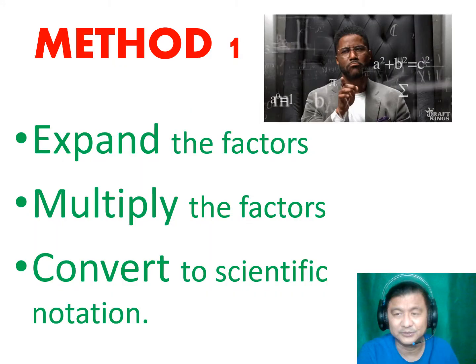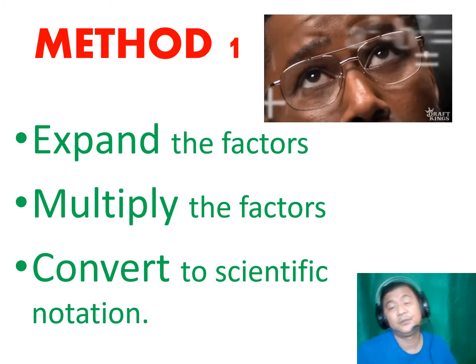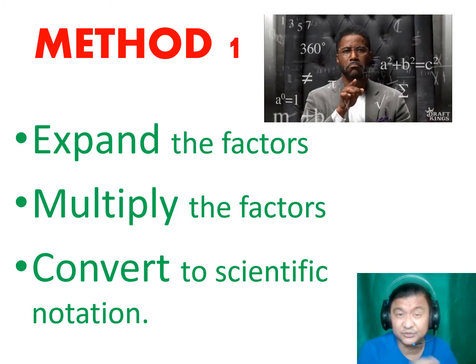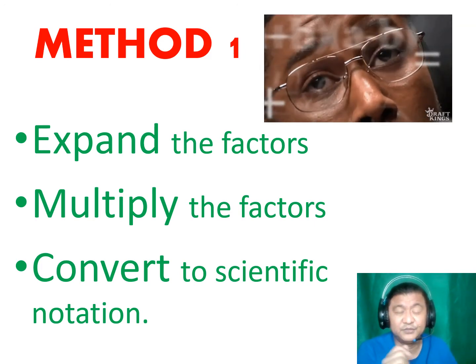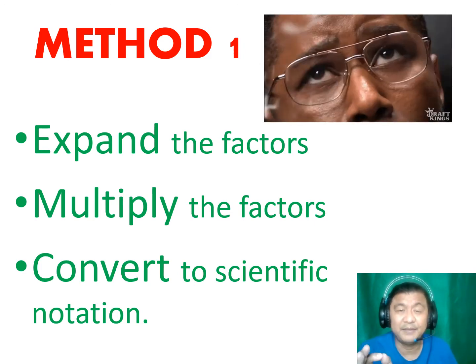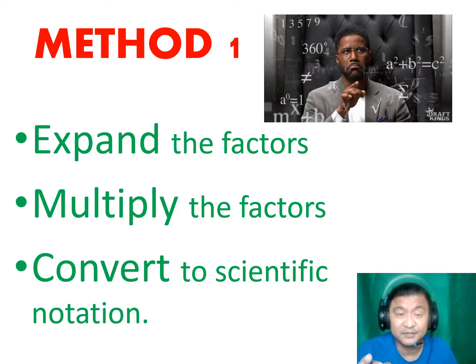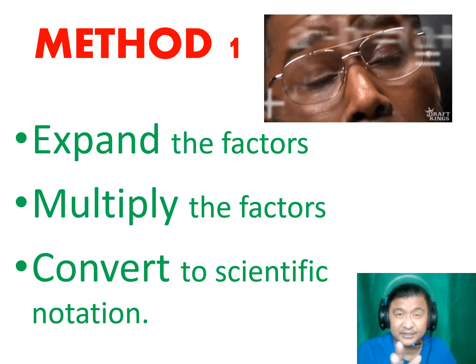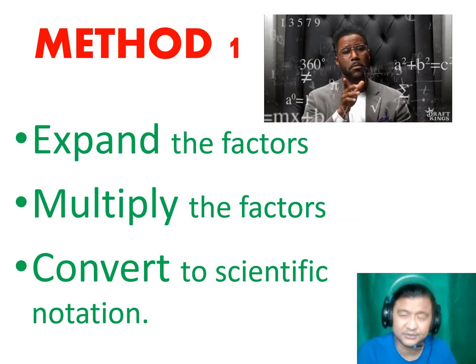Let's look at this. Now, we will learn two methods because some of the numbers you see are not really scientific notation. The first method is expand the factors, multiply the factors, then convert to scientific notation. It's kind of longer than the other, but let's go over it.